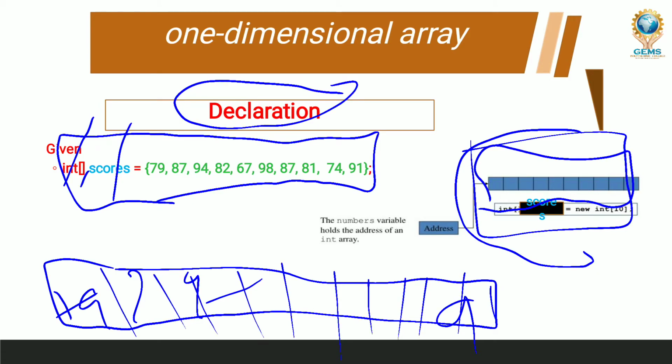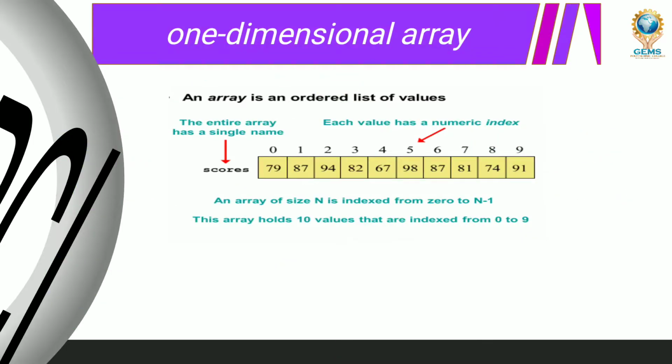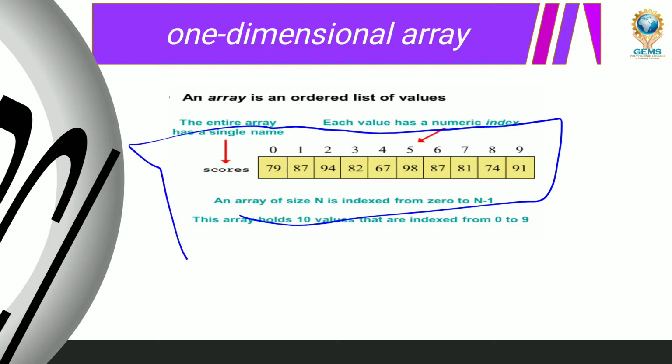Now it is only one horizontal bar. This bar is called a one dimensional array. It may be vertical or horizontal. Here we can see one more horizontal bar. This is called an array containing a number of elements. This is called one dimensional.